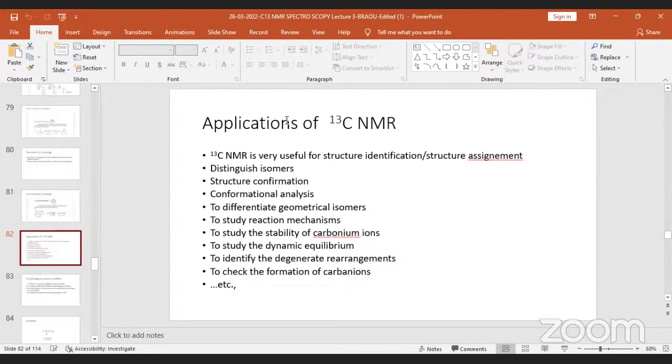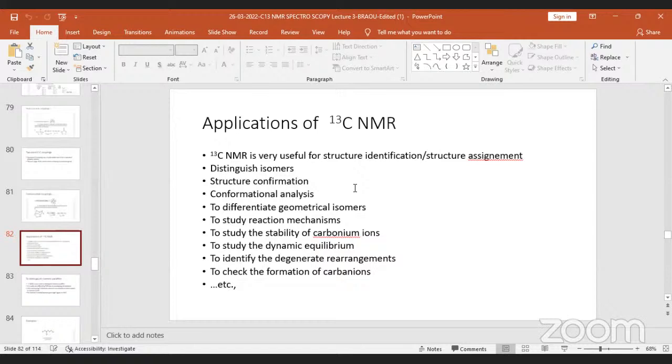To confirm the structures of unknown and complex molecules, all this spectroscopic information is very important. Just a proton NMR is not sufficient. So C13 NMR also sometimes comes to our rescue, especially when you are solving complex structural problems. It is very useful in structural identification, structural assignment, and also for structure confirmation.